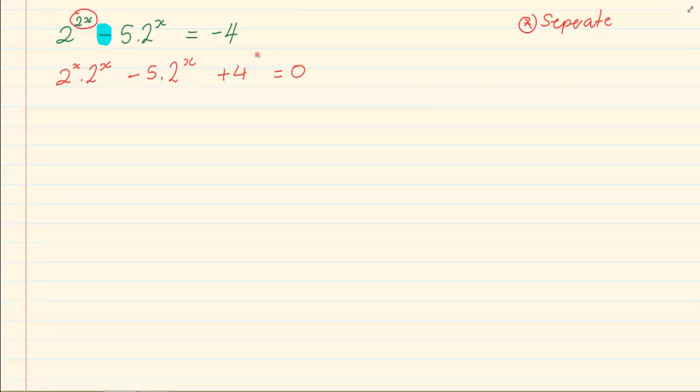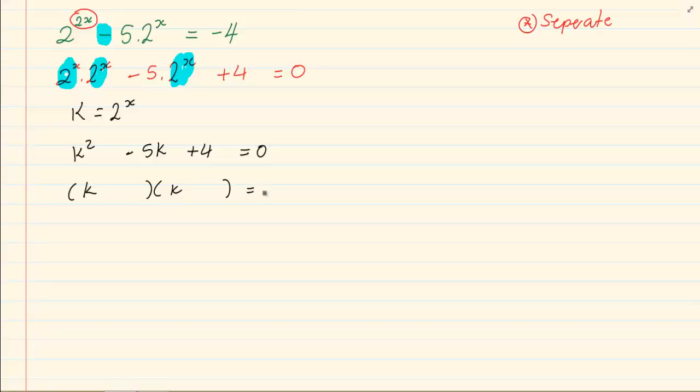Now, why are we bringing it over? Because if you notice, you will see that we are coming to a trinomial. And from your previous rules, you know trinomials, you first have to make it equal to 0 before you can solve. Let us make k equal to 2 to the power of x. So I would have k squared minus 5k plus 4 is equal to 0. Factorizing. Then I have k is equal to 1 and k is equal to 4.